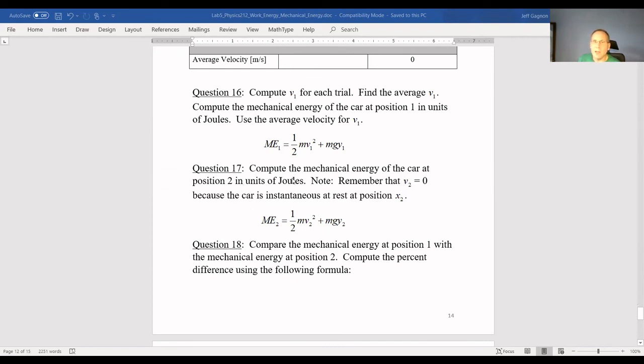Question 17, compute the mechanical energy of the car at position 2. Remember, it's instantaneously at rest. Really, rest is not the best way to say it. It instantaneously has a velocity of 0 at that point. So what is the kinetic energy at position 2? It should be 0, right? So the mechanical energy at position 2 is all going to be potential energy. So if you compute this potential energy, that should be the mechanical energy at position 2.